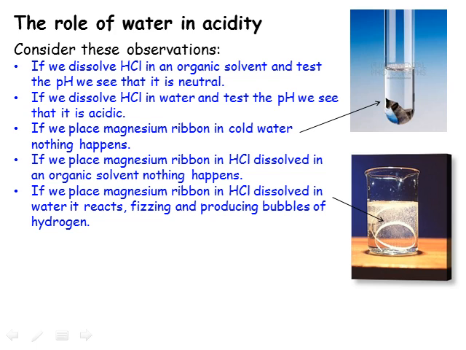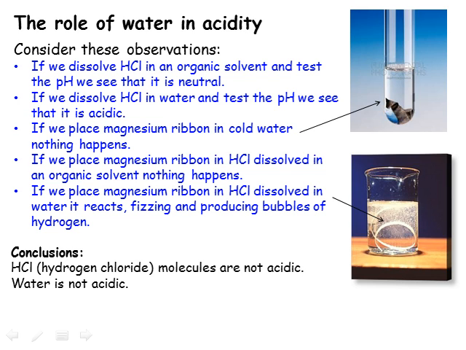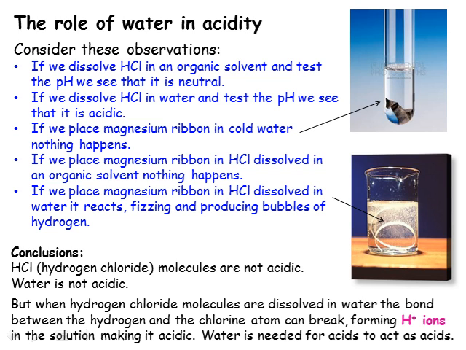Finally, we should put some magnesium into our solution of hydrogen chloride in water. Immediately we'll see fizzing as the magnesium reacts. Our conclusions are therefore that hydrogen chloride is not acidic and that water is not acidic, but when we dissolve hydrogen chloride in water, the hydrogen chloride and the water interact to produce H+ ions in the solution, and these make the solution into an acid. The same is true of any other acid. Water allows them to produce the H+ ions which are needed for acidic behaviour.